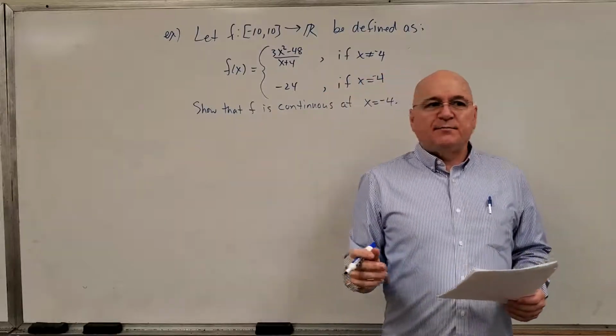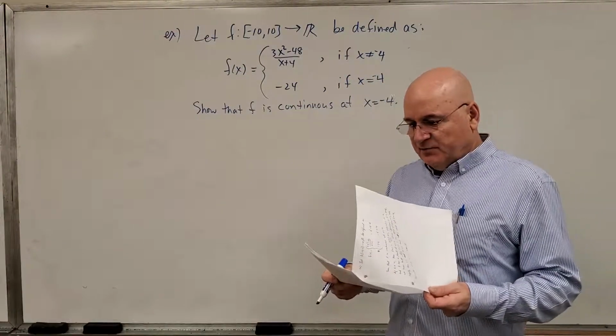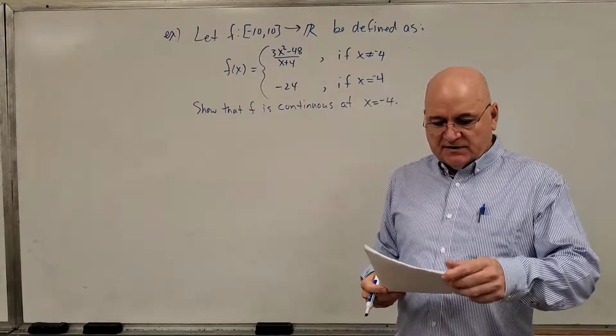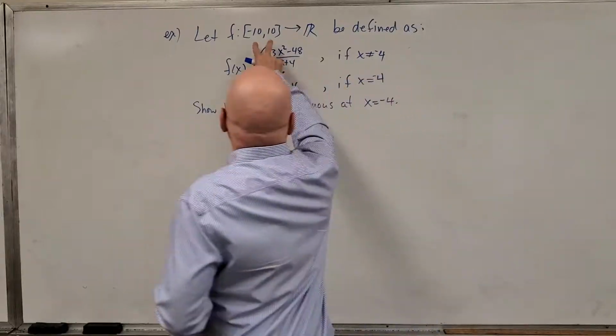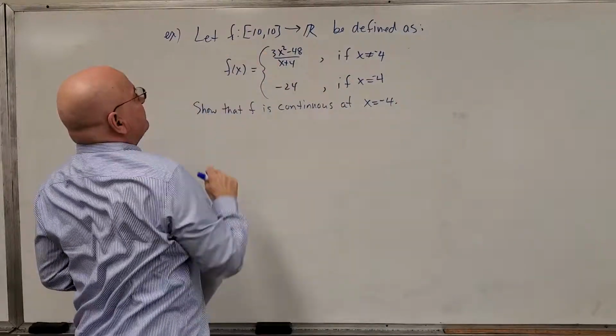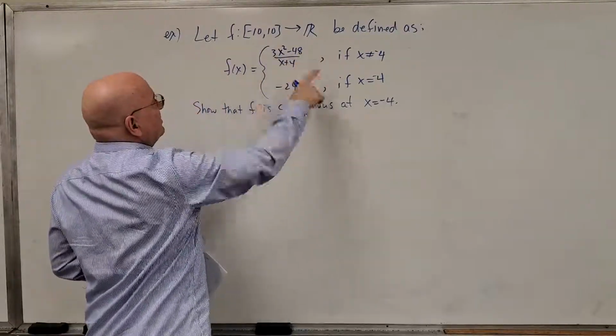Okay, our last example will be a little bit simpler than the previous example. This is the last example in section 3.2.1, continuity of a function. Well, we have a function whose domain is the closed interval from negative 10 to 10 into R, the real numbers, and it's defined as follows.